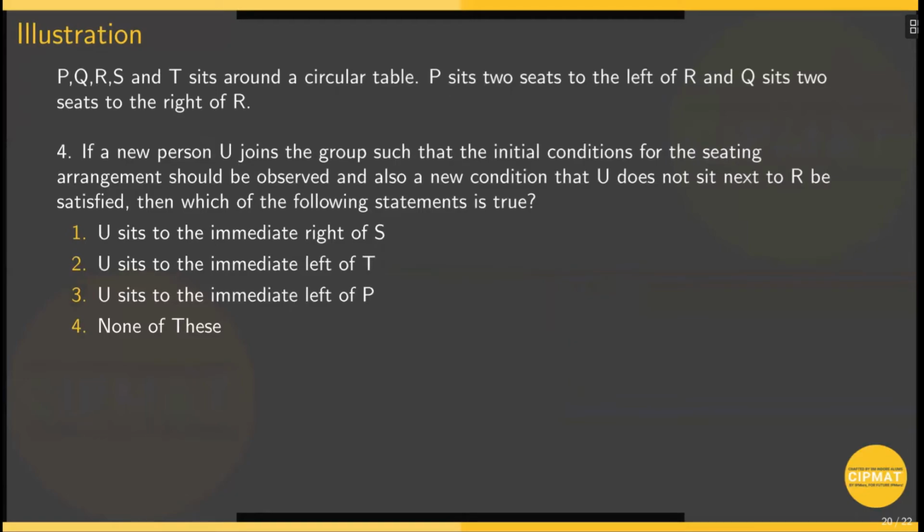This question says that if a new person U joins the group. Now see, I have read just this much, that if a new person U joins the group, that means now instead of 5 people, there are 6 people. So I have to redraw the whole diagram. The old diagram is not going to work. Okay, so let me just draw 6 people.